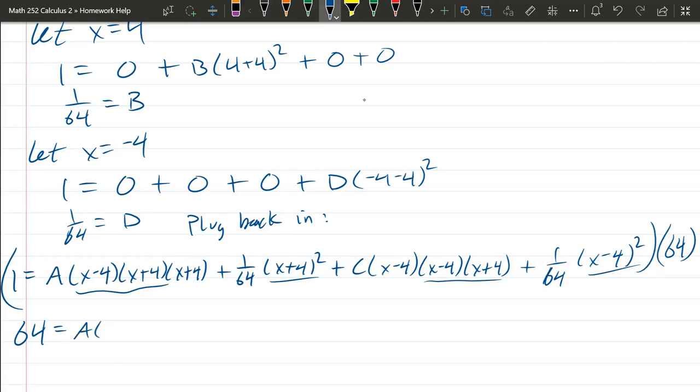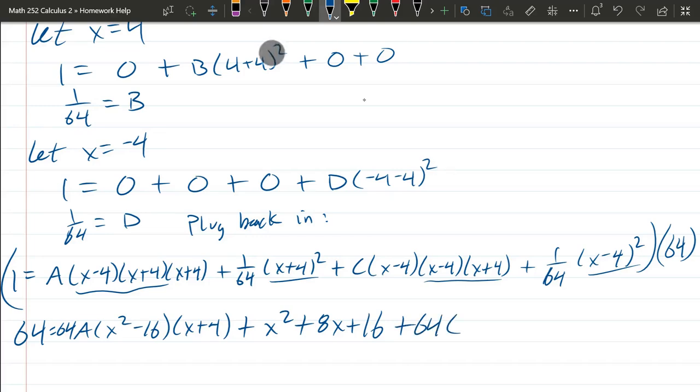All right, a times x minus 4 times x plus 4: x squared minus 16 times x plus 4. Plus, I didn't even multiply that by 64. All right, x squared plus 4x plus 4x is 8x plus 4 squared is 16. Again, this 1/64th disappeared because I multiplied by 64. Plus 64c times x minus 4. Now I am multiplying those two together, and that's x squared minus 16. Plus 1/64th disappears because I multiply by 64. So I have x squared minus 4x minus 4x is minus 8x. Minus 4 times minus 4 is positive 16. Yikes.